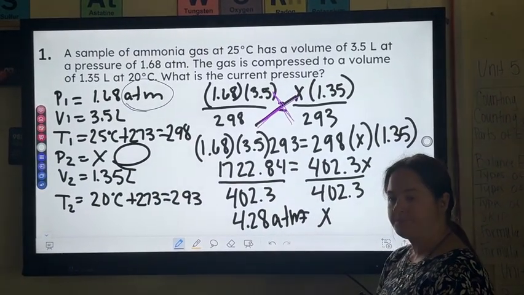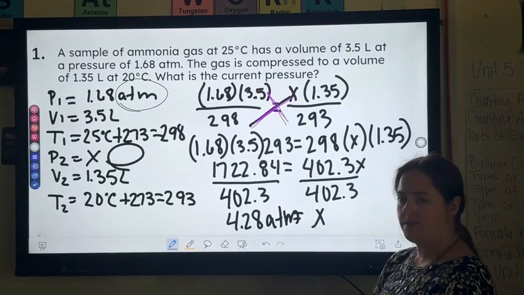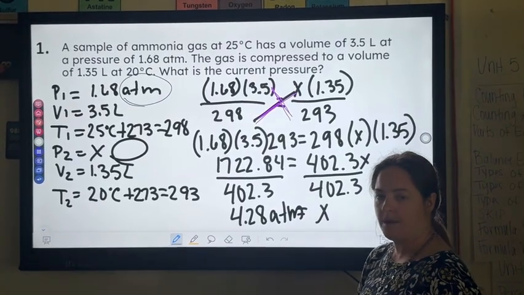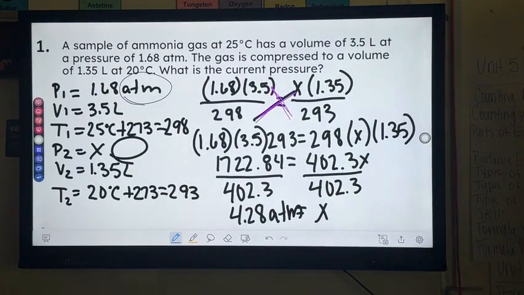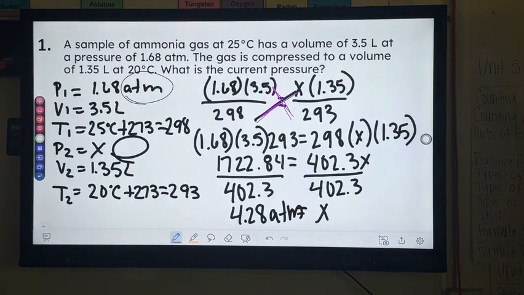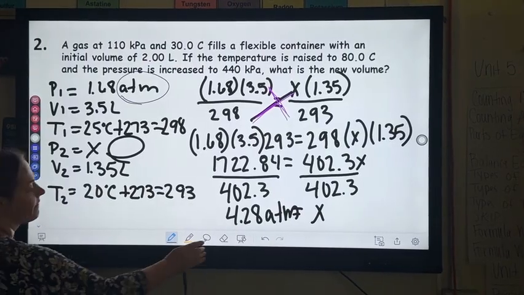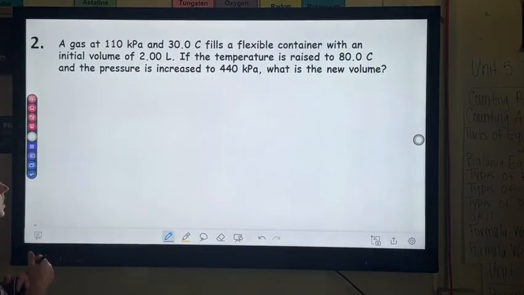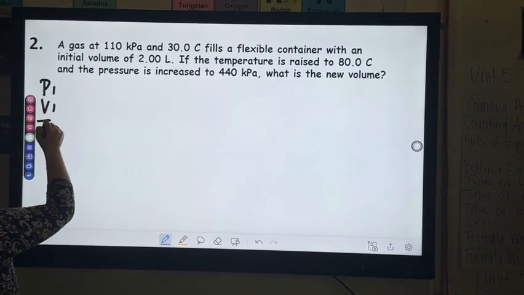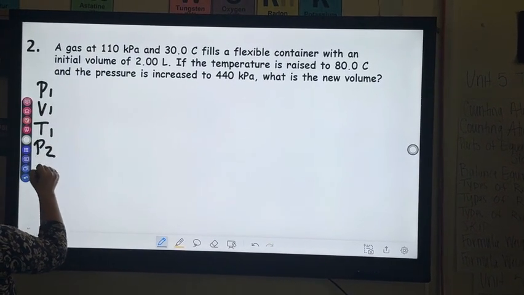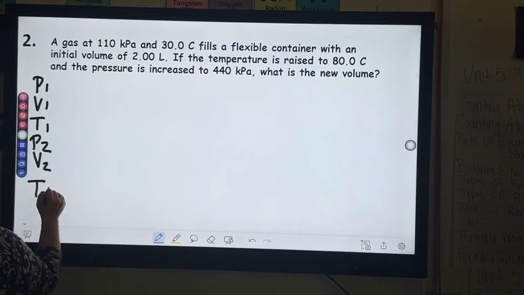Take a second, check your work to see if it matches mine, and we're going to do one more combined problem together. All right, our second combined problem, we know the variables, so we're going to go ahead and list them. P1, V1, T1, P2, V2, T2.